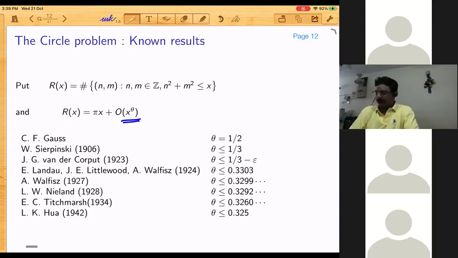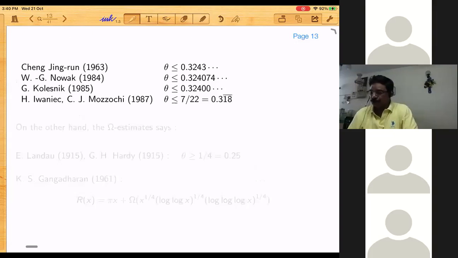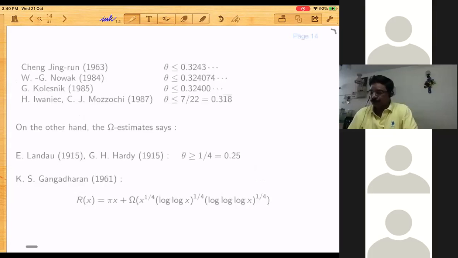And then Vinogradov in 23, he said that one can take any theta less than 1/3 minus epsilon. And then Landau, Littlewood, Walfisz improved it in the 3rd decimal place. And then Walfisz in the 2nd decimal place. And so these are the developments. Hua finally 3/5. And then Chen Jingrun. So finally, the latest, as far as I know, is by Iwaniec and Mozzochi, which is 7/22, which is 0.318.